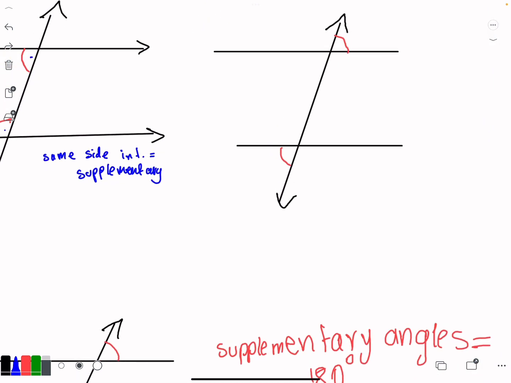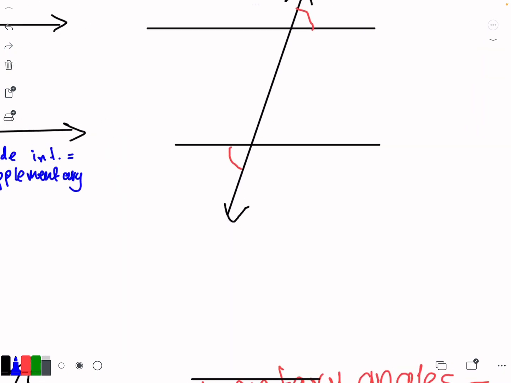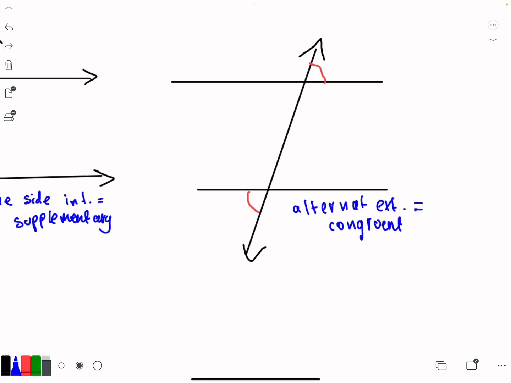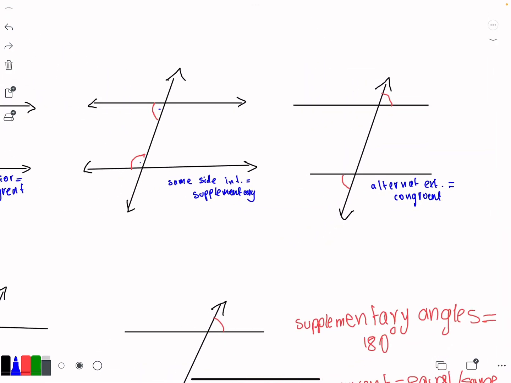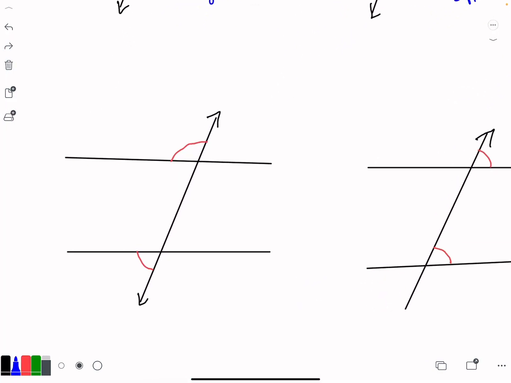What about this one? Okay, these are outside of the parallel lines. However, you can compare them to these, and these are also alternating. So these are alternate exterior. Alternate exterior angles are also always going to be congruent. Any type of alternate is always going to be congruent.